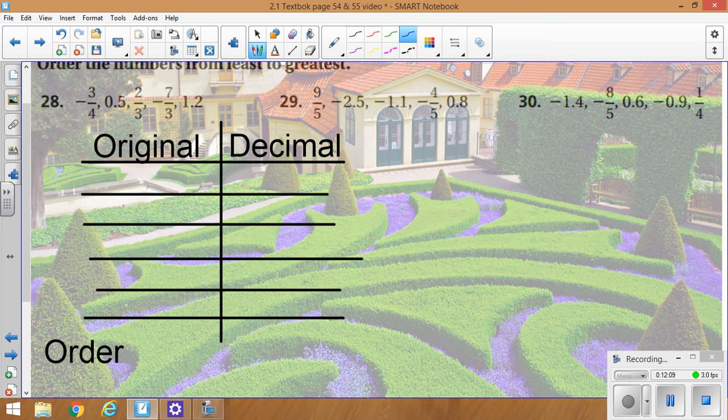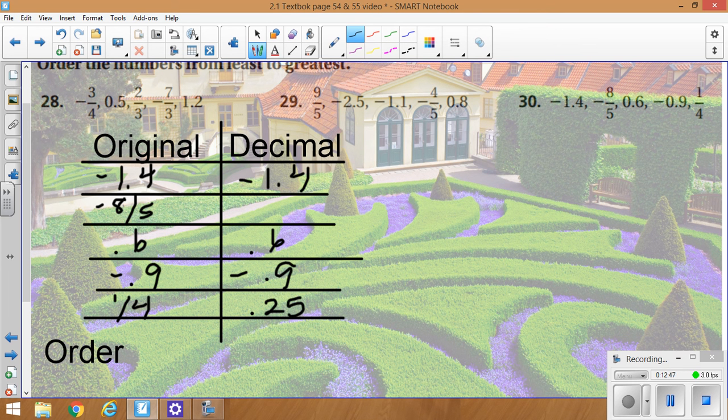Okay, finally number 30. We have negative 1.4, negative 8 over 5, 0.6, negative 9/10, and 1 over 4. I'm going to carry over the decimals. Okay, so 1 over 4 is one of those fractions I expect you to know. So think about $1. How many quarters make up $1? 4. And each quarter is worth 25 cents, so 1 over 4 is worth 0.25.